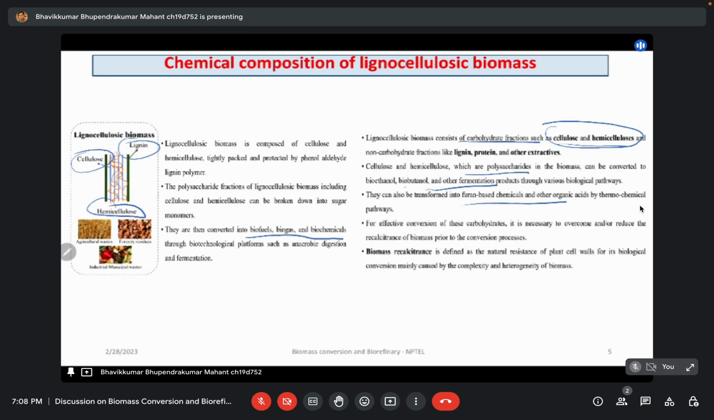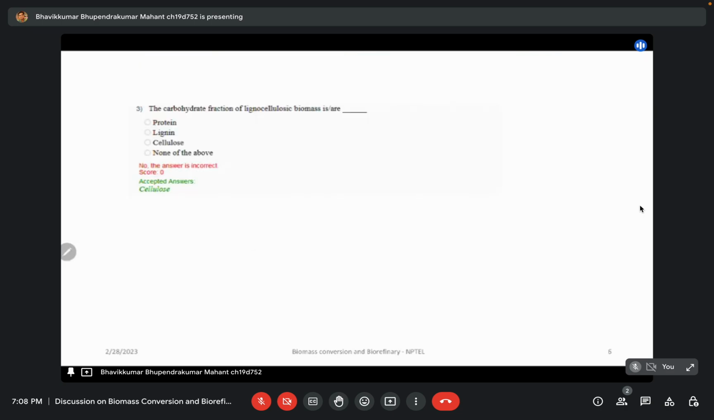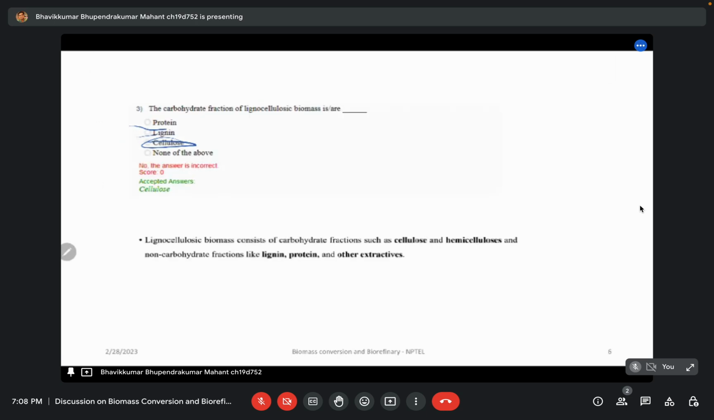The question asked from this slide is: the carbohydrate fraction of the lignocellulosic biomass is, or are, from which of these? Protein, no, it's not a carbohydrate fraction. Lignin is also not, but cellulose is the answer. As mentioned, the carbohydrate fractions are cellulose as well as hemicellulose.